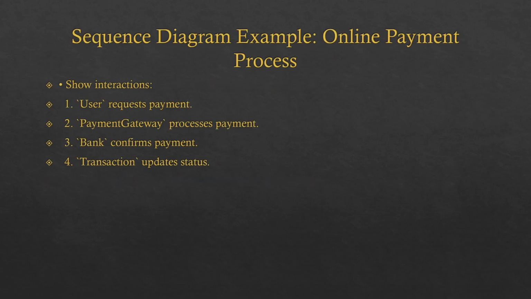In this sequence diagram example, we see how the user, payment gateway, bank, and transaction interact during a payment process. First, the user initiates a payment which is processed by the payment gateway. The bank confirms the transaction and the transaction object updates the order status. Each step is shown in sequence, allowing us to visualize the entire flow of operations.